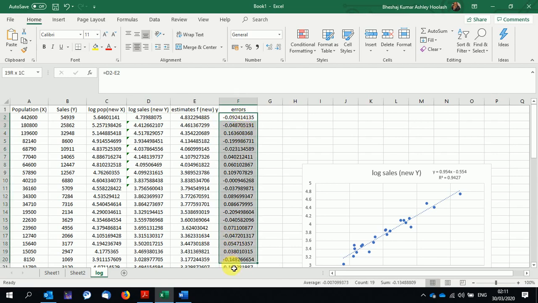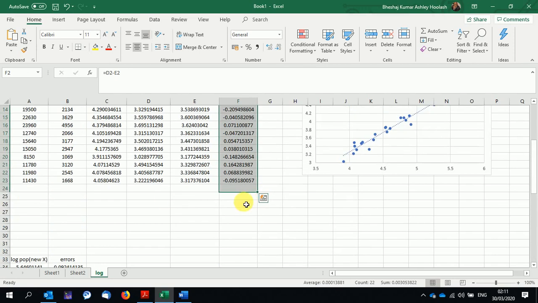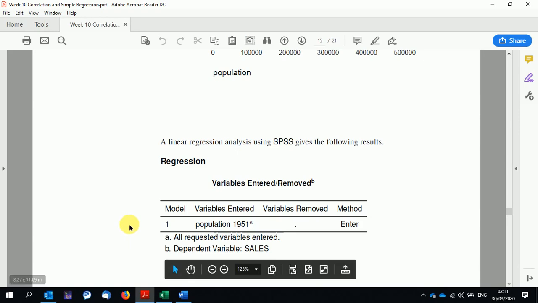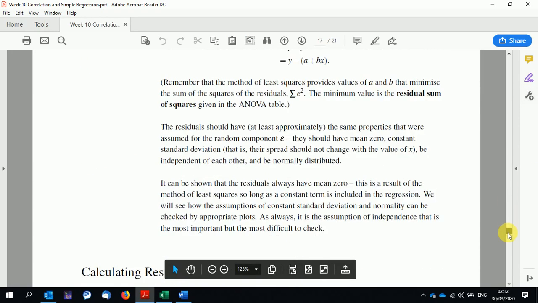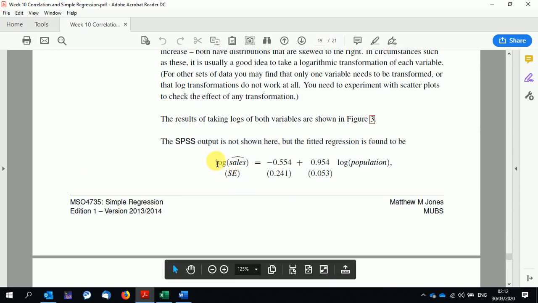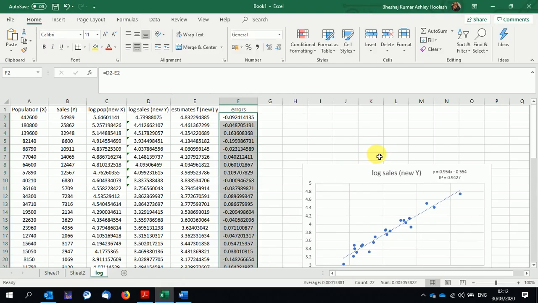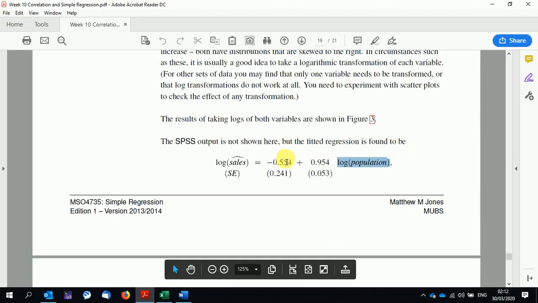And if I plot these set of errors which I've done here, I get the errors scattered all over the place, which is what I want. So basically that's what data transformation means. I hope this is clear. The only thing that I want to discuss is this. So instead of sales, I'll use log sales. Instead of population, I'll use log population, hence getting the formula here, as you can see. So these are the same values.